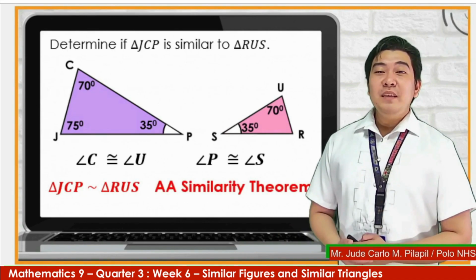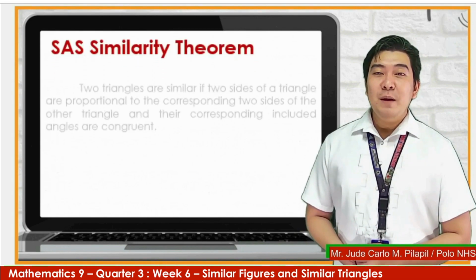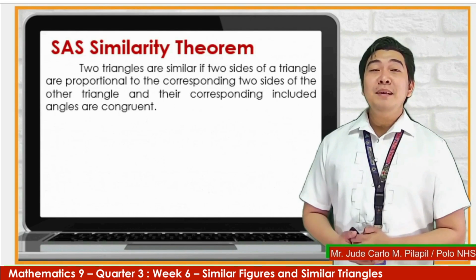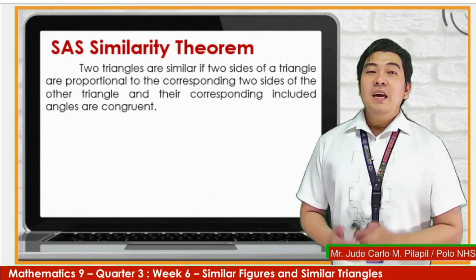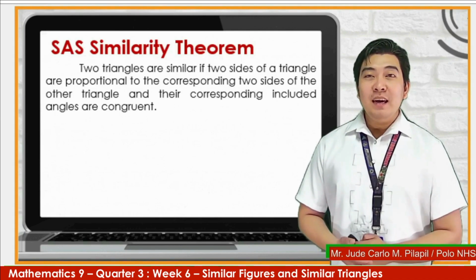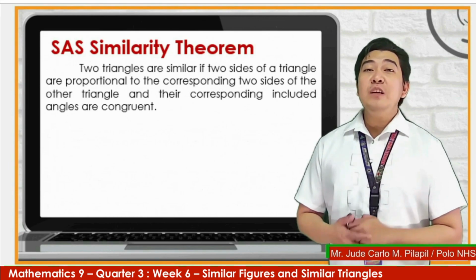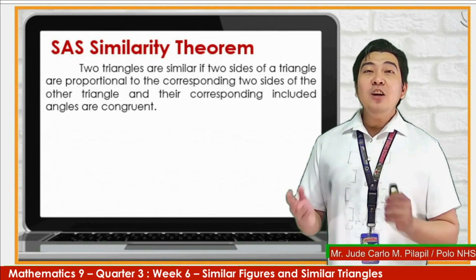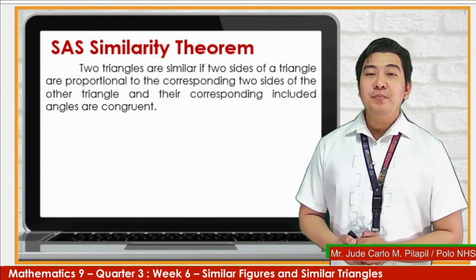Let us proceed with the second theorem, known as the SAS Similarity Theorem. SAS Similarity Theorem states that two triangles are similar if two sides of a triangle are proportional to the corresponding two sides of the other triangle, and their corresponding included angles are congruent.